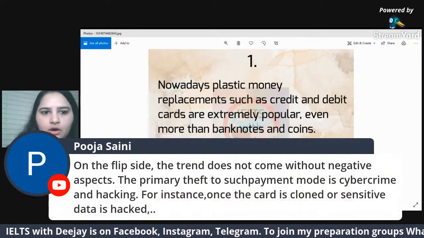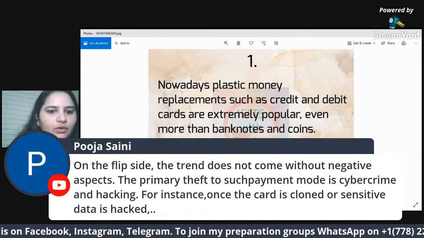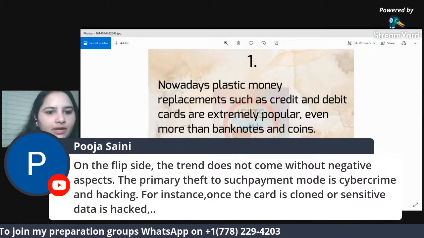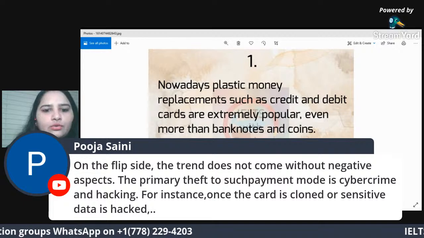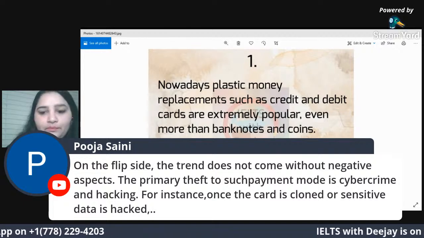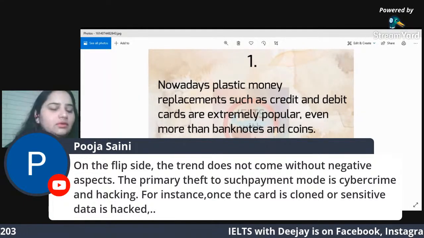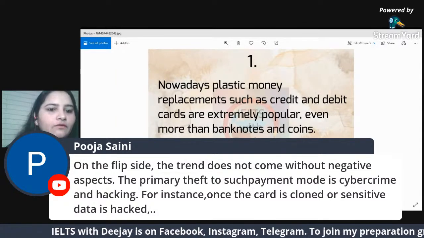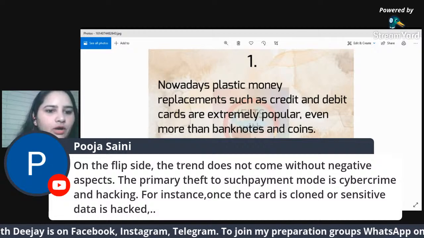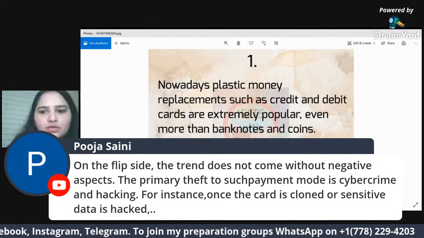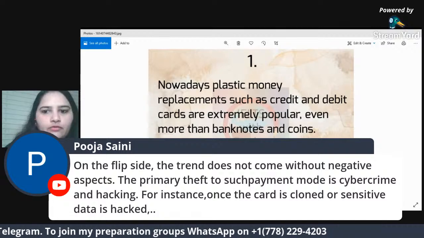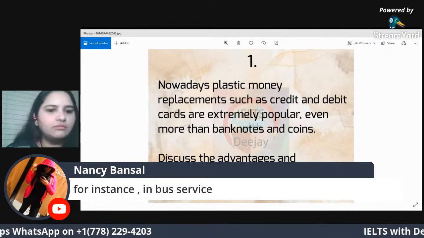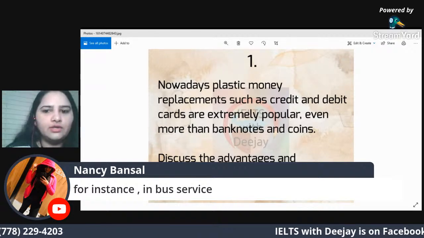Okay, next: on the flip side, the trend does not come without negative aspects. The primary threat of such a payment mode is cybercrime and hacking, for instance, once the card is cloned or sensitive data is hacked. This is what I was expecting from you guys, that there can be this cybercrime where they make a clone of your card and do the transactions. For instance, in bus service, yes, you can't use them in bus service. Like in some cases, it happens. You can write that as well.